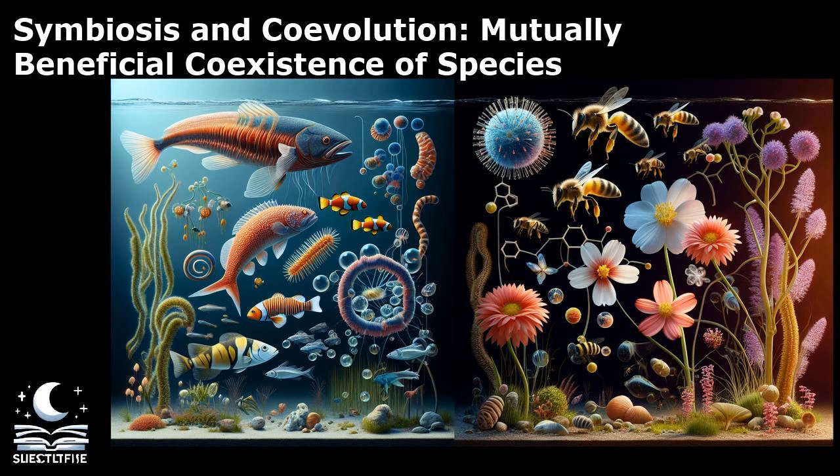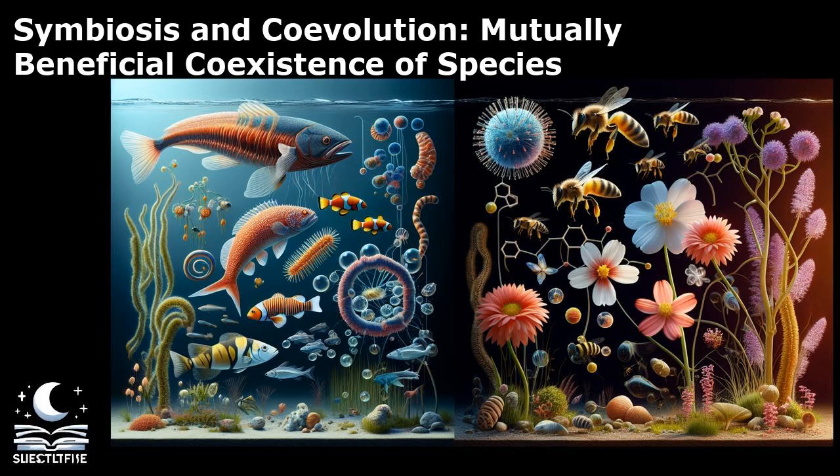One classic example of coevolution is the relationship between flowering plants and their pollinators. As plants evolve to produce nectar, scent, and colors to attract specific pollinators, the pollinators in turn develop specialized traits to efficiently collect pollen and nectar. This mutualistic coevolutionary relationship has led to the remarkable diversity of flowers and pollinators we see today.